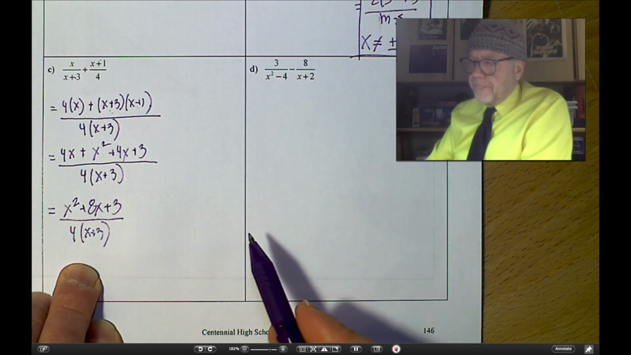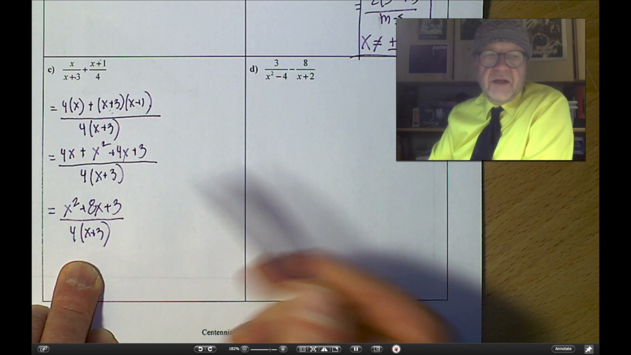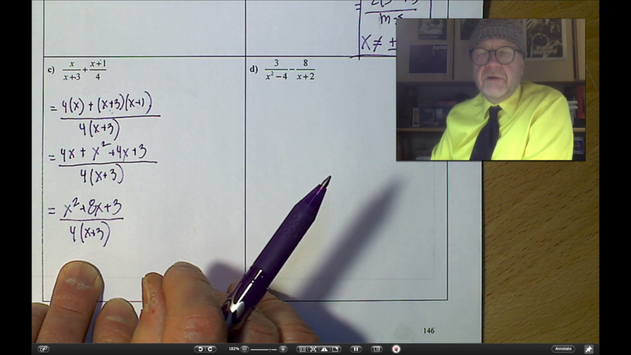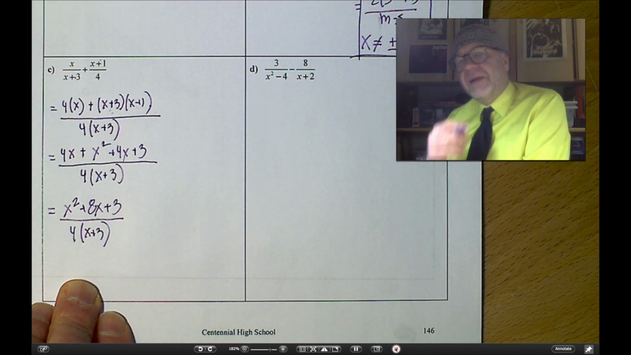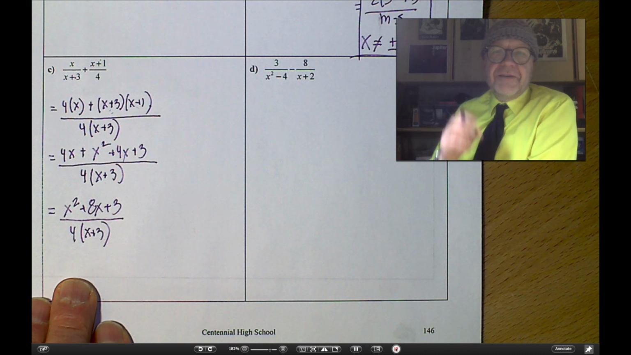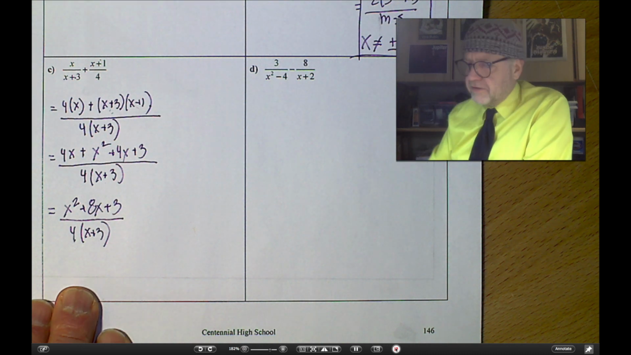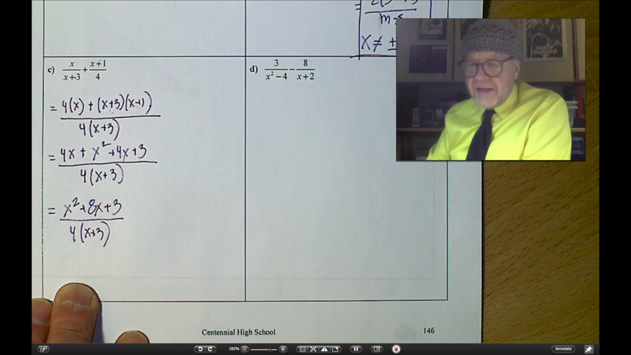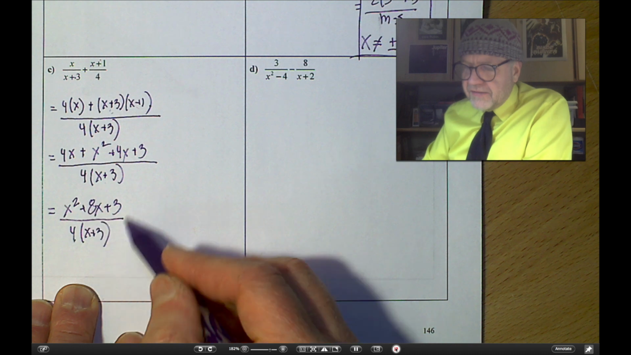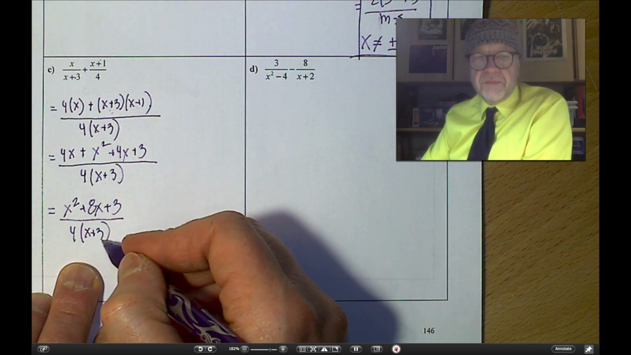Now, you might have to think about this for a bit. Does x squared plus 8x plus 3 have integral factors? It doesn't. But if it did, and if x plus 3 were one of those integral factors, then you can see how I might be able to divide out the x plus 3. It doesn't. As it turns out, this is as simple as you can make it here. This is your final simplified answer.